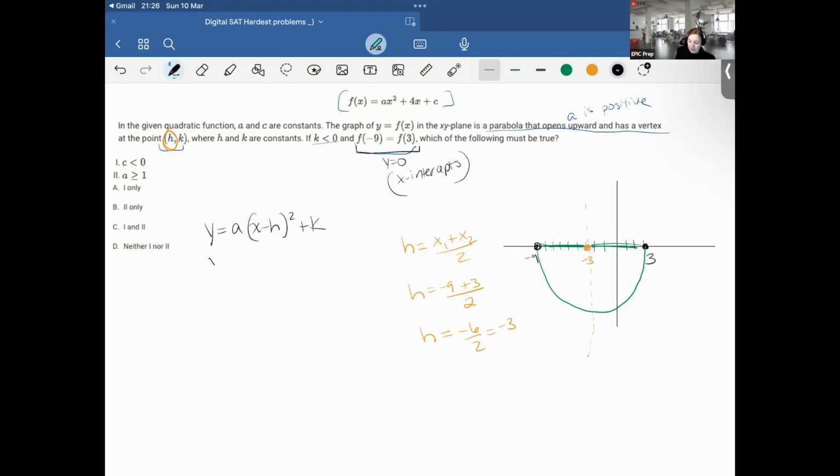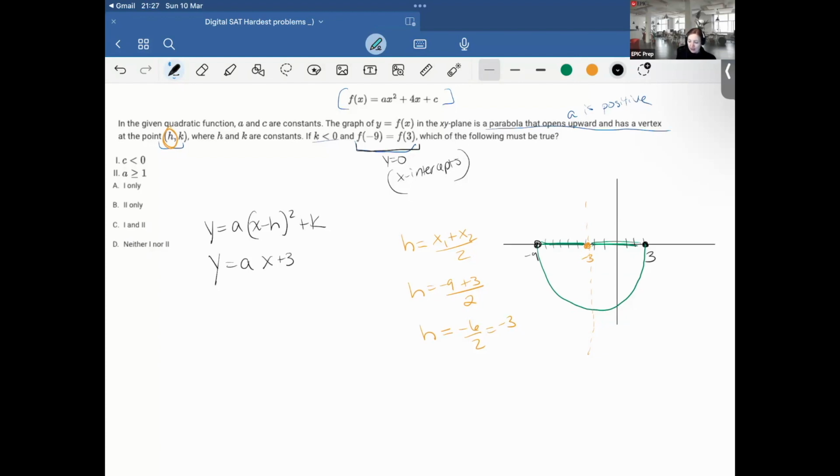Okay, but let's plug in what I know. I know that this is -3. Inside the square will be the opposite sign. And now I can expand my brackets.